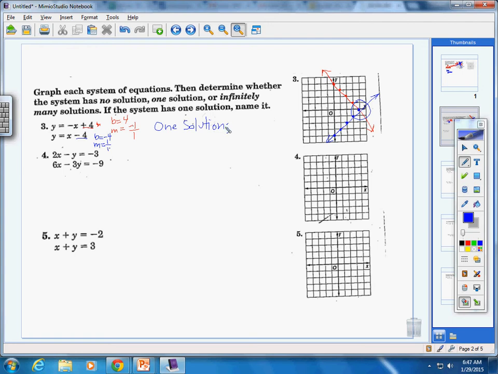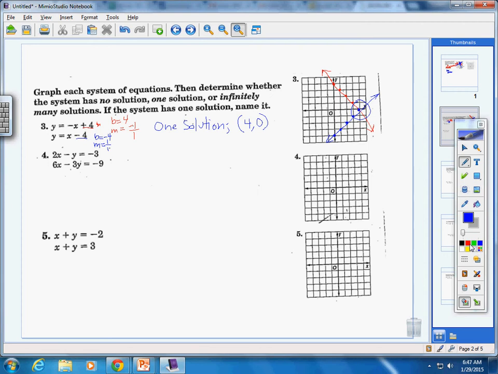and then we'll go semicolon. And if it has one solution, please name the solution. Well, where do our lines intersect? 1, 2, 3, 4, comma, 0. That's the intersecting point. Okay, so that is the solution to this system of equations.